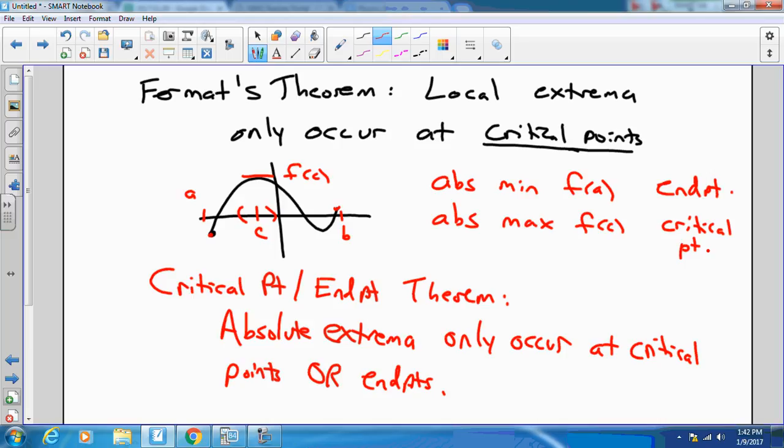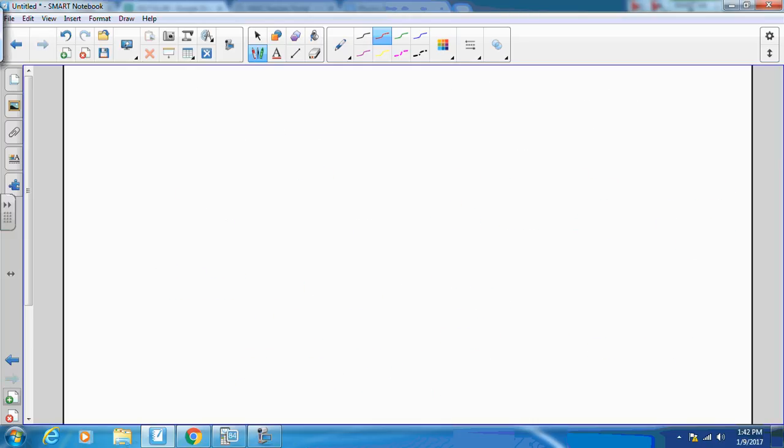Because remember what a local max is. It's the max in its neighborhood. So if there is a neighborhood within it. Okay? Now this theorem leads us directly to a method for finding absolute maxes and mins that we call the critical point endpoint method.